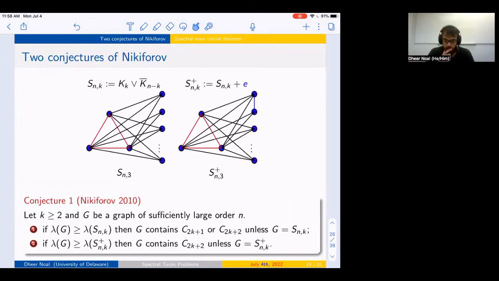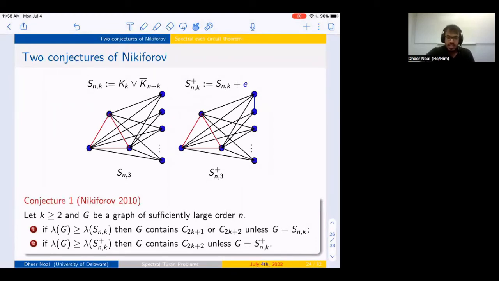All right. So now I'm going to go on to the bipartite problems that I said I would talk about. Before we get into that, I'm just going to describe these two graphs. S_{n,k} is the graph obtained by taking the join of a clique on k vertices with an independent set on n minus k vertices. And S_{n,k}^+ is the graph obtained from S_{n,k} by just adding an edge inside the independent set.